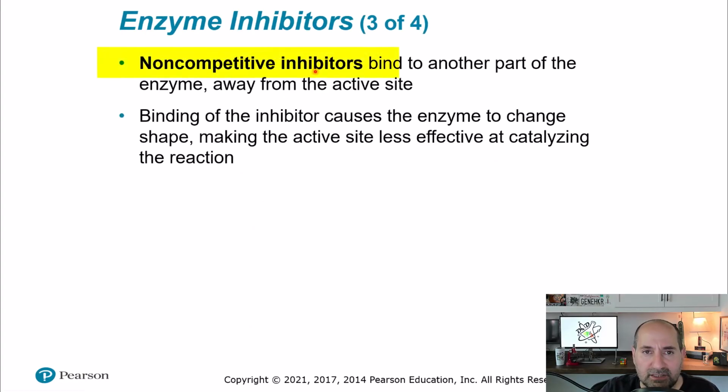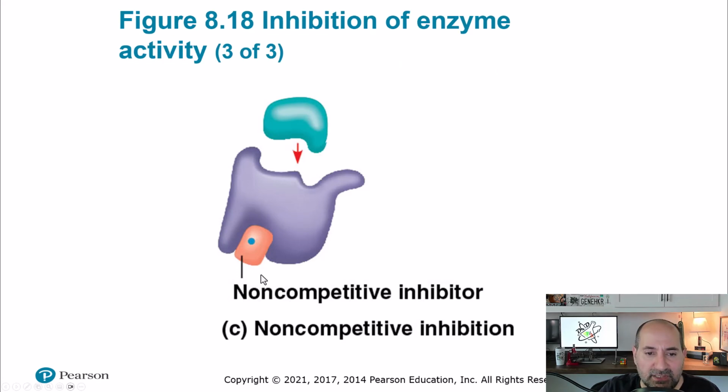Now, non-competitive inhibitors, they kind of work in a different way. They bind to a different part of the enzyme, not the active site, but they still have this inhibitory effect on the enzyme. So let's see how this occurs. So here you have the non-competitive inhibitor. It's binding way over here. It's binding to this bottom portion of the enzyme. However, it's still causing problems with the active site. It's still causing problems up here.